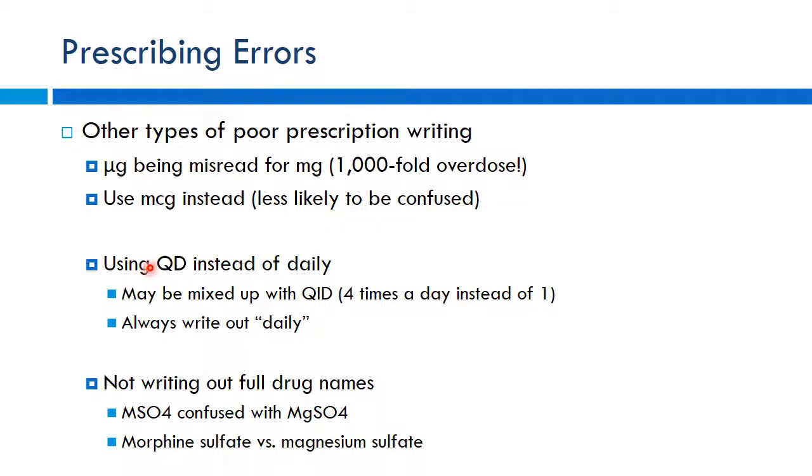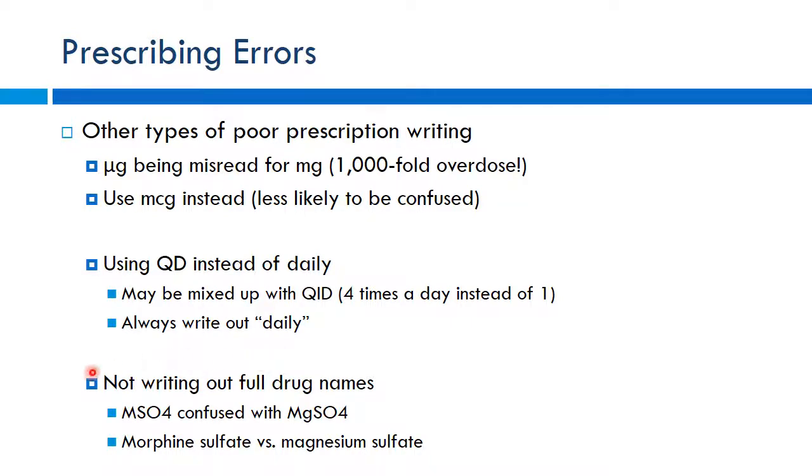Okay, and then QD is a huge one. This is one you absolutely do not ever use. Instead, just write daily. It's just easier, and that way you avoid issues where something like QID could be mixed up for QD, and instead they get it 4 times a day instead of once daily. So just always write out daily.